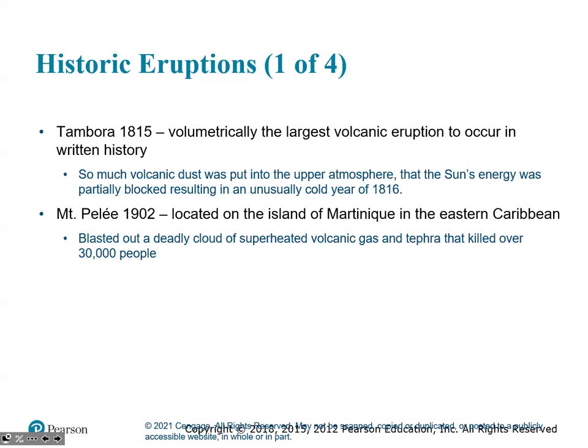Mount Pelee in 1902 is located on the island of Martinique in the Eastern Caribbean. It blasted out a deadly cloud of superheated volcanic gas and ash that killed over 30,000 people.